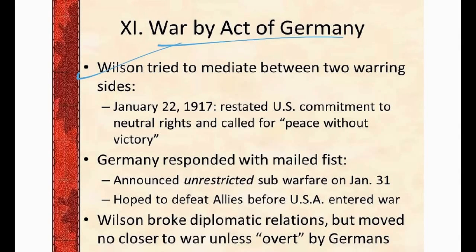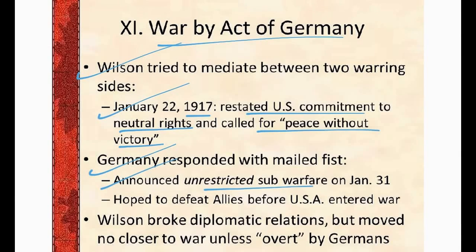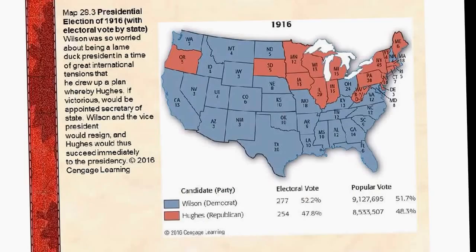Wilson tried to mediate between two warring sides. January 22nd, 1917, he restated the U.S. commitment to neutral rights and called for peace without victory. Germany responded with a mailed fist. They announced unrestricted submarine warfare on January 31st, and they hoped to defeat the Allies before the United States entered the war. Wilson broke diplomatic relations but moved no closer to war unless overtly pushed by the Germans.